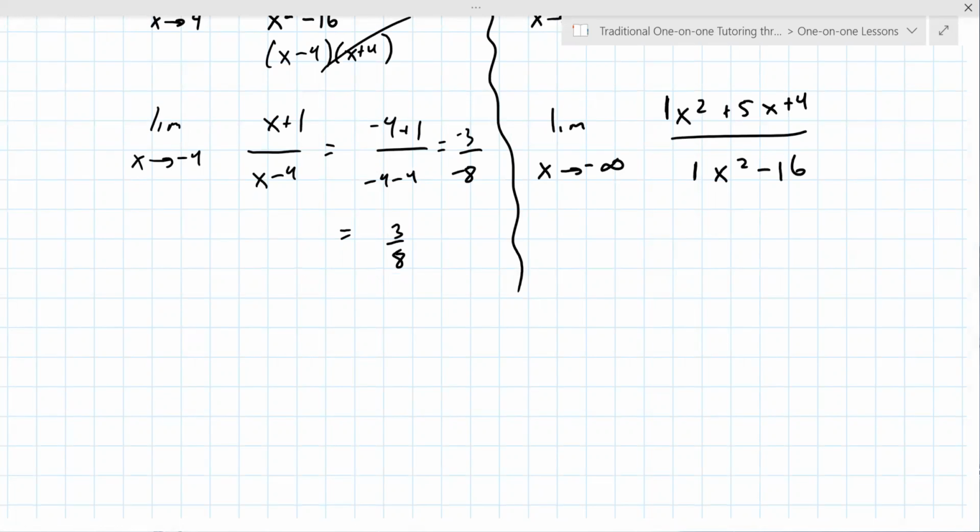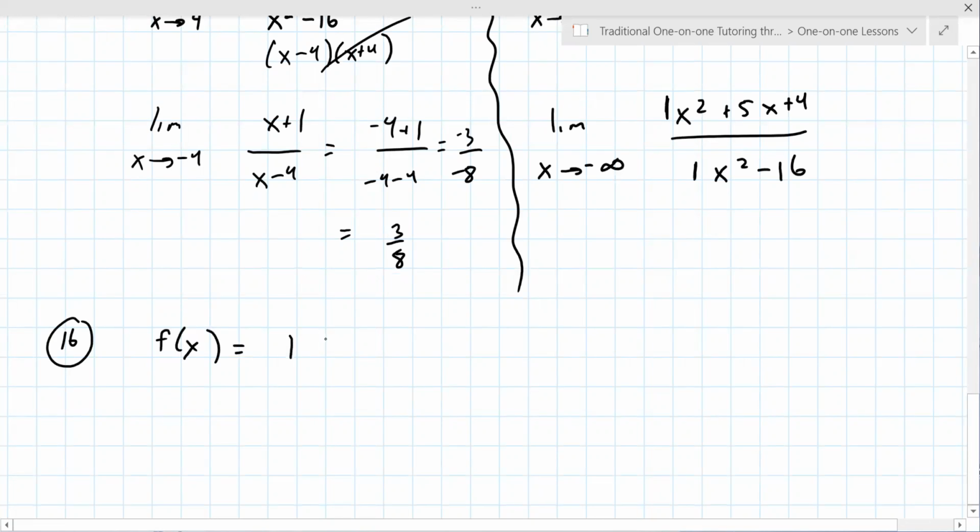How about this problem? I know we're going to get to 7, but there's this problem towards the end, 16. I'm just going to do one like it. It said f of x equals 1 plus 3e to the x over 1 minus e to the x. And the first thing it asked for was the limit as x approaches minus infinity.